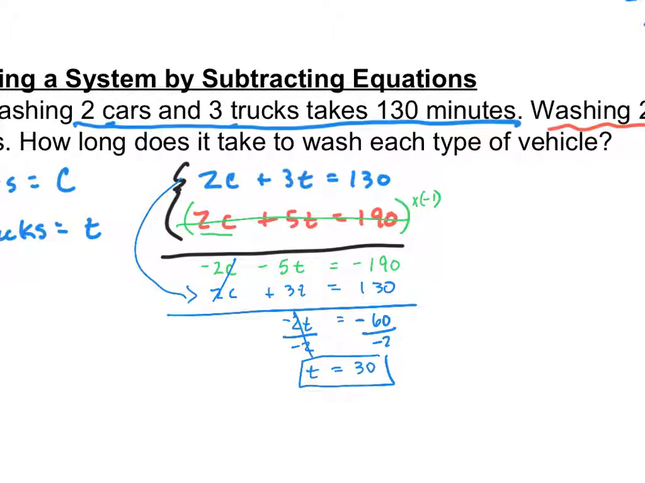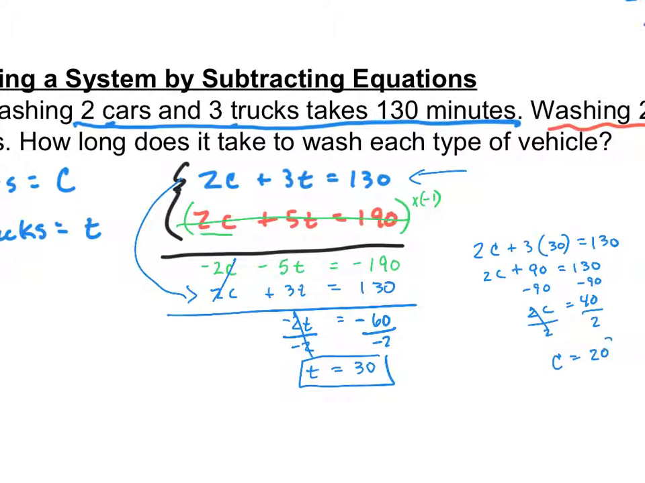Now, if we know that, we can take that 30 minutes and plug it back into either one of these equations. So I know that I have 2 cars plus 3 trucks, which we said take 30 minutes, equals 130. So I have 2C plus 90 equals 130. Go ahead and subtract 90 from both sides to combine like terms. And there we have 2C is equal to 40, divide both sides by the coefficient, and a car is going to take me 20 minutes. So my solution is going to be 20 minutes for a car and 30 minutes for a truck.